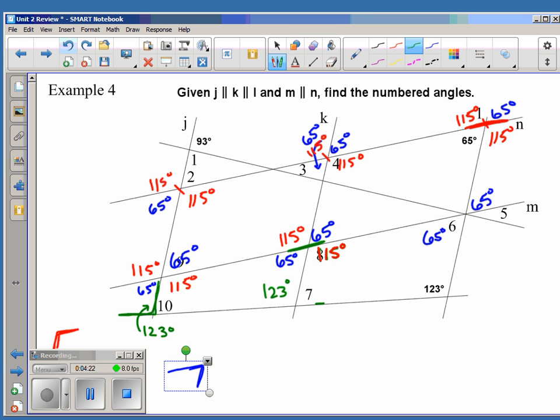It's also 123. Now how that's helped me is, if I look over here, even though it doesn't ask me to find this angle, I'm going to find it because then I can do the same thing I did with the 123 with that angle. Notice this is a linear pair.